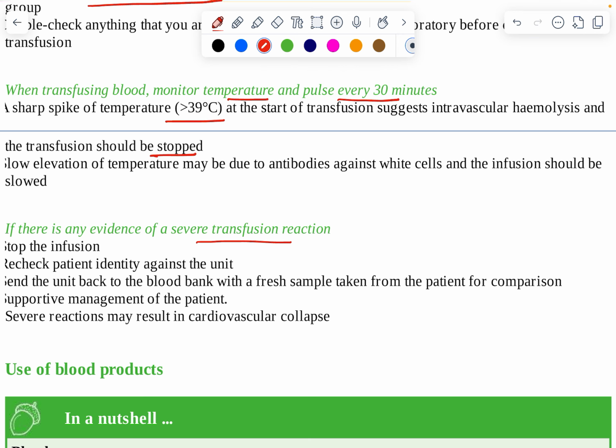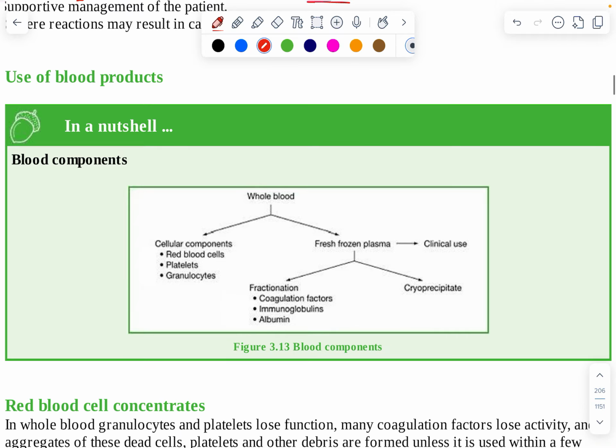If there is any evidence of severe transfusion reaction, stop the transfusion immediately, recheck the patient identity, the unit of blood, and the blood bank, take a fresh sample, and do a comparison.